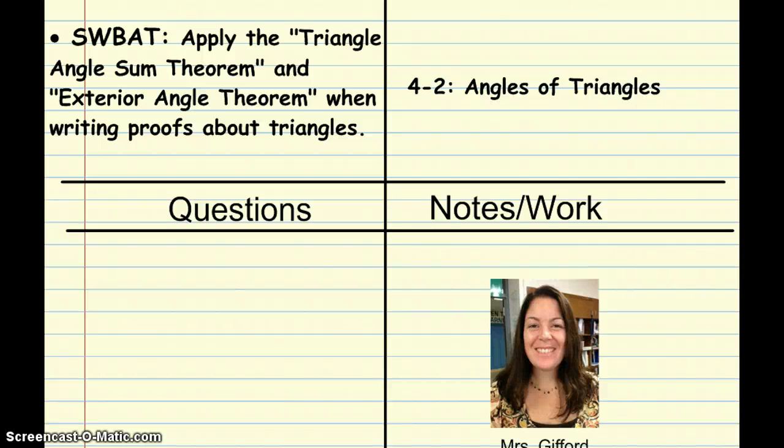Hi everybody, Mrs. Gifford here, and today we're going to talk about section 4.2, angles of triangles. And we're going to apply the triangle angle sum theorem and exterior angle theorem when writing proofs about triangles. And actually today we're going to take a little break from writing proofs about triangles and just use what we know to find missing measurements.